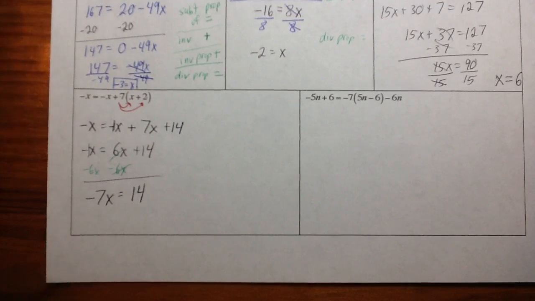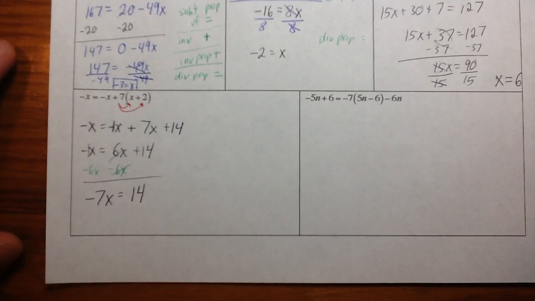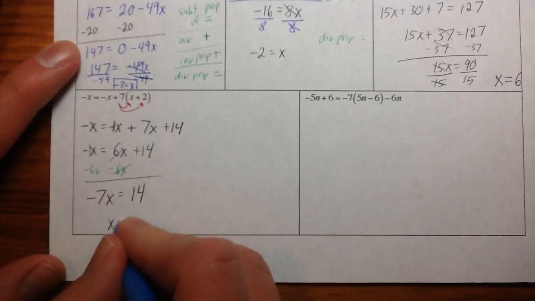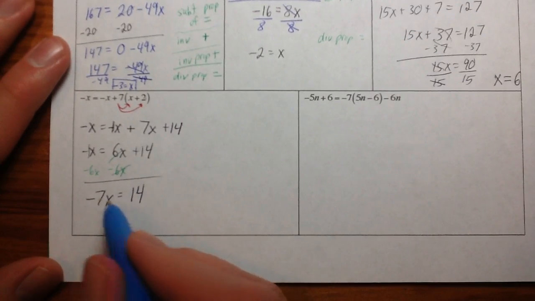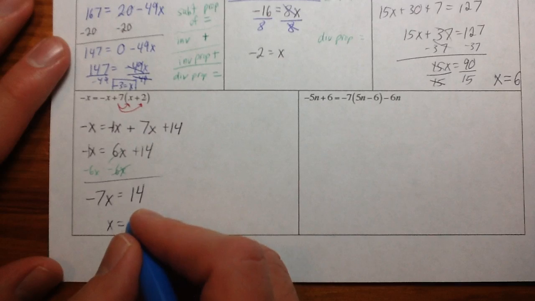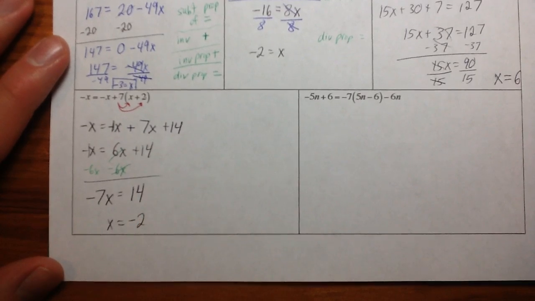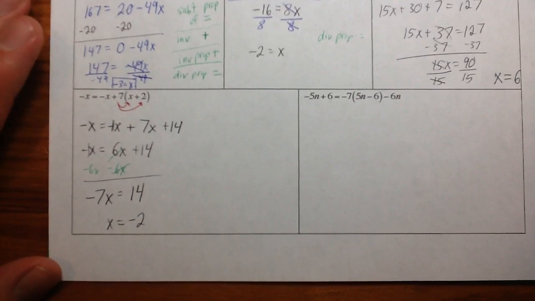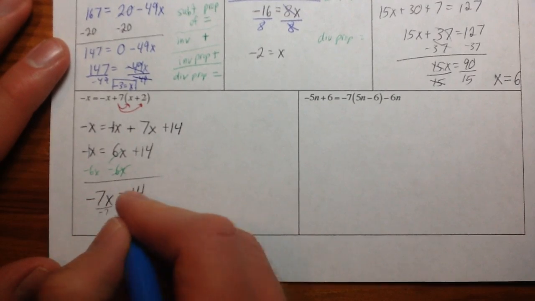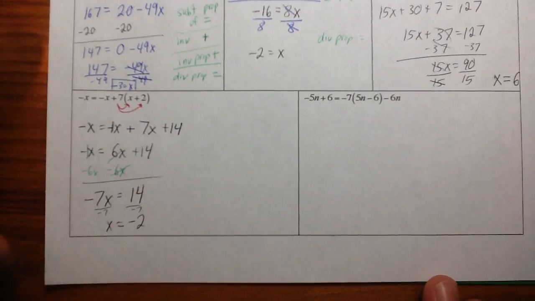And we need to divide. This is kind of obvious. If it was 7 times something gives me 14, the answer would be 2. But it's negative 7 times something gives me 14. So it's negative 2. That was the division property. Didn't really show it, but it's the division property. There we go. All right, one more.